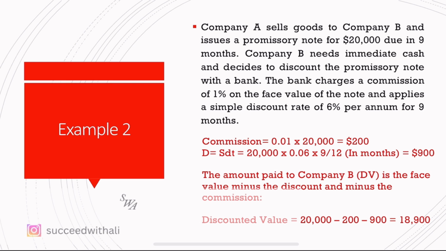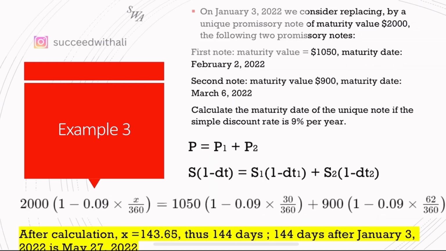Third example. On January 3rd, 2022, we consider replacing by a unique promissory note of maturity value $2,000 the following two promissory notes. The first note has a maturity value of $1,050 and a maturity date of February 2nd, 2022. The second note has a maturity value of $900 and a maturity date of March 6, 2022. We should calculate the maturity date of the unique note if the simple discount rate is 9% per year.